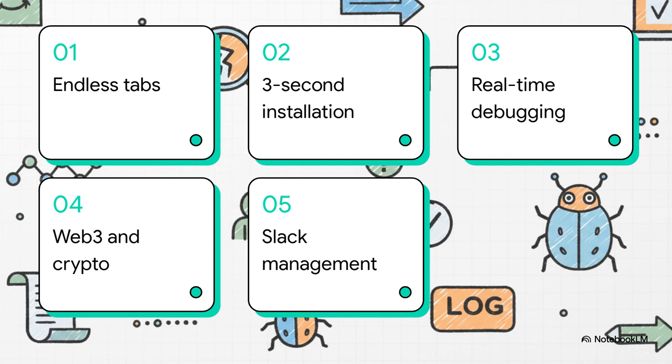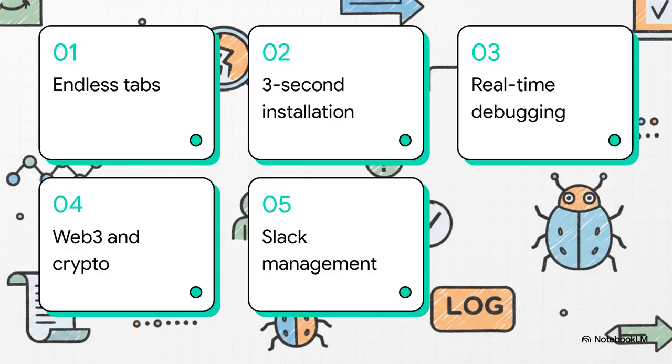Here's our fast-track roadmap for today. First, the end of endless tabs. Second, that magical 3-second installation. Third, real-time debugging. Fourth, we'll cover Web3 and crypto errors. And finally, number 5, direct management right via Slack.